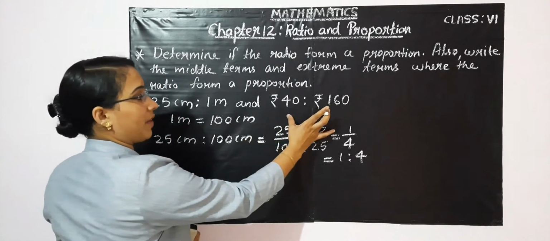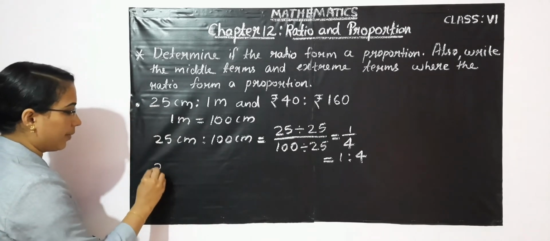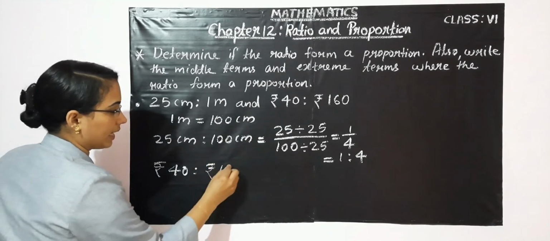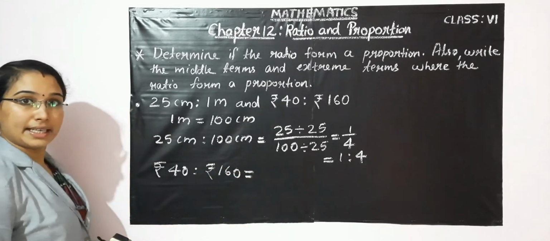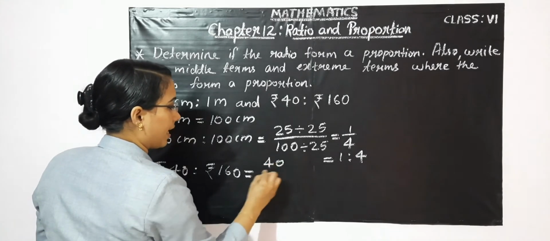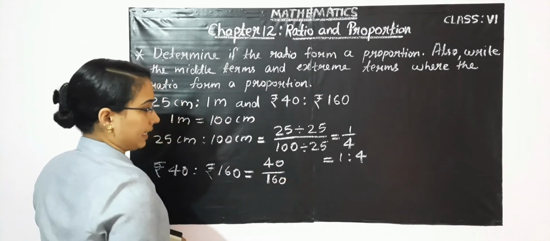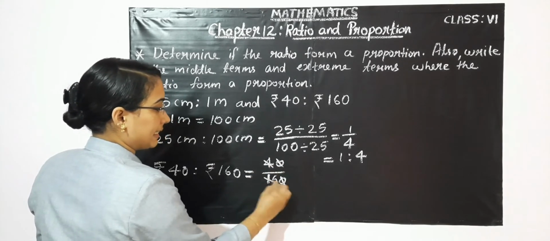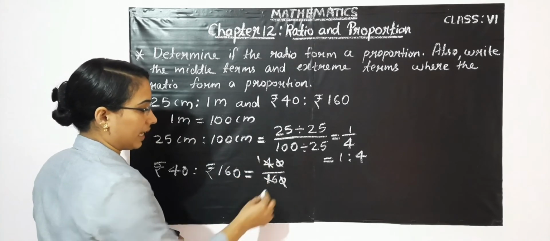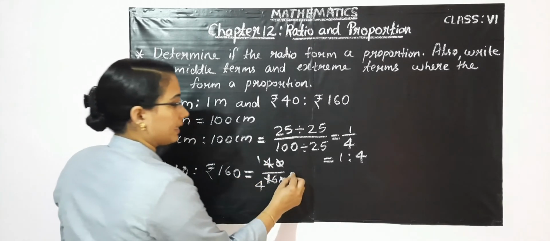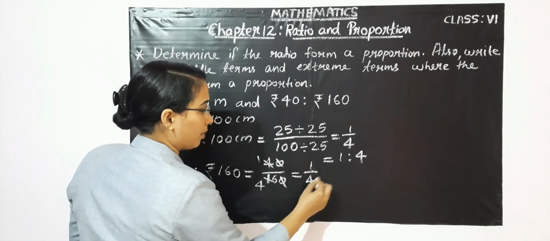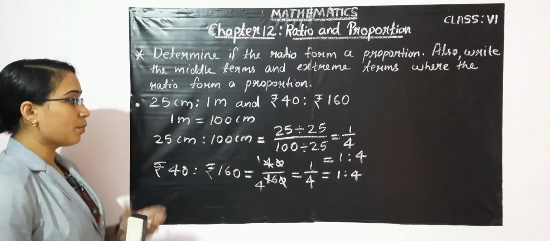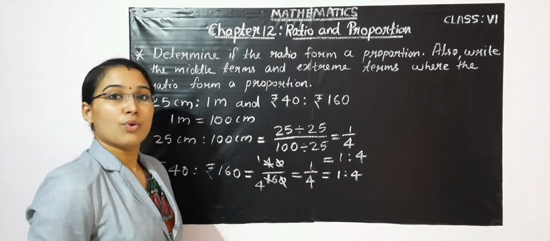Okay. Then next we can find out the ratio of rupees 40 is to rupees 160. So this also we can write in the form of fraction. So 40 divided by 160. Here we can cut the zeros. After that we can divide 4 and 16 by 4. So here we will get 1 and here we will get 4. Then the answer is 1 by 4. 1 by 4 is equal to 1 is to 4. Here in both the two ratios, final answer is 1 is to 4.